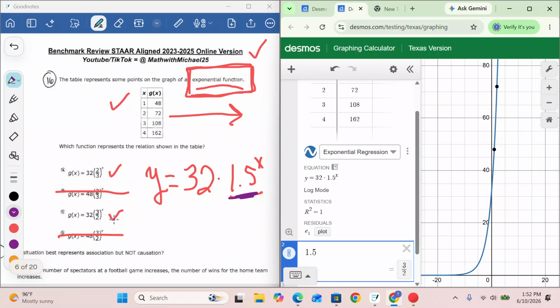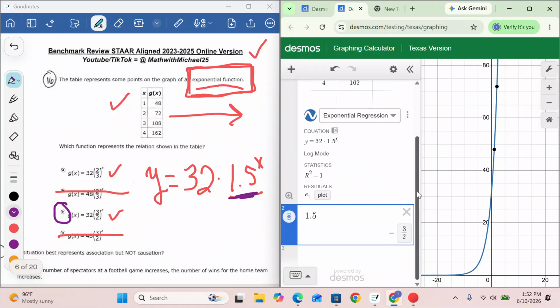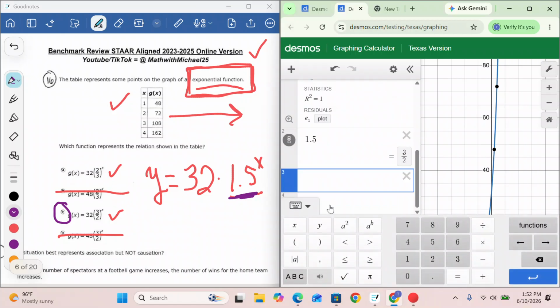Which one's the right answer, C or A? C, because it's 3 halves. Now let's say I didn't know that and I wanted to input these fractions. You can do it also. I can input the first fraction and I can put 2 divided by 3 and it gives me 0.666666667. Is that 1.5? No. This one would be bad.